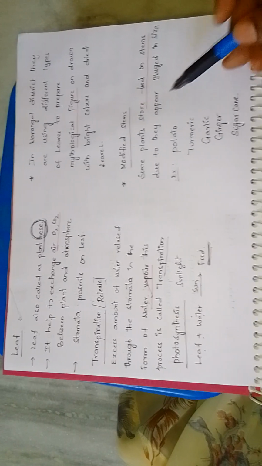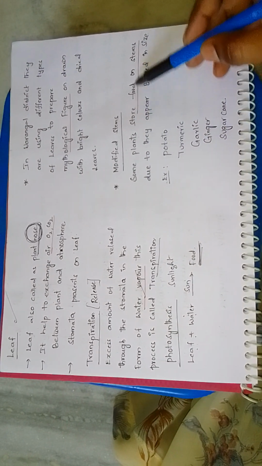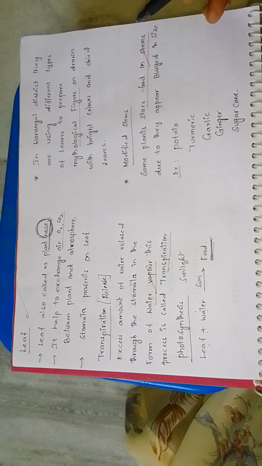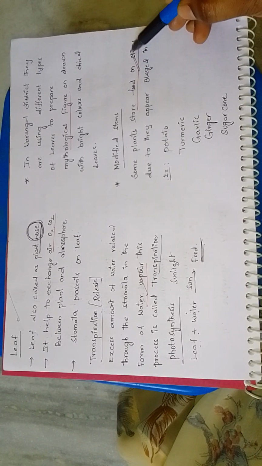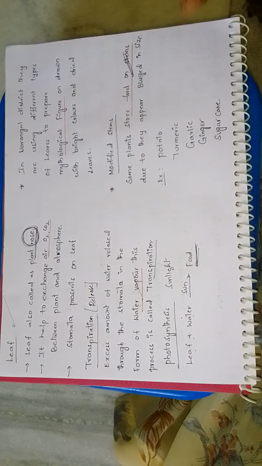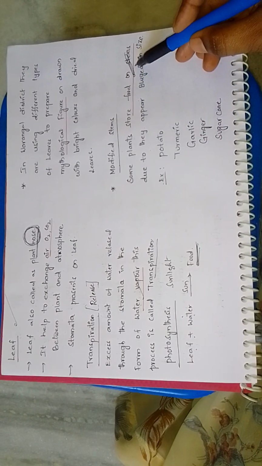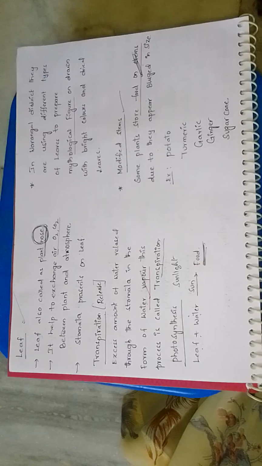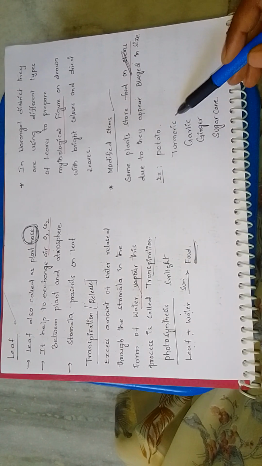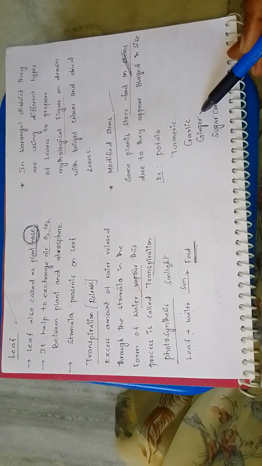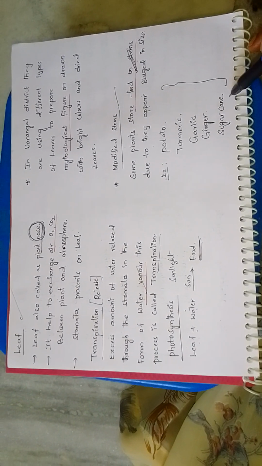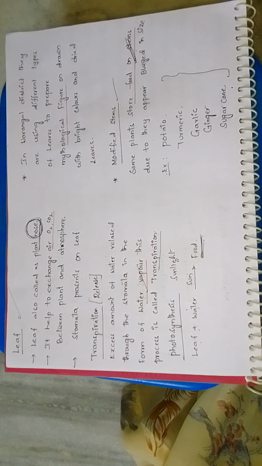Modified stems: some plants store the food in stems, some plants store the food in roots. Which plants store the food in roots? That type of plants are the tuberous roots. Which plants store the food in stems? That type of plants are the modified stems. Examples of modified stems are potato, garlic, ginger, sugarcane and turmeric. These are the examples of modified stems.